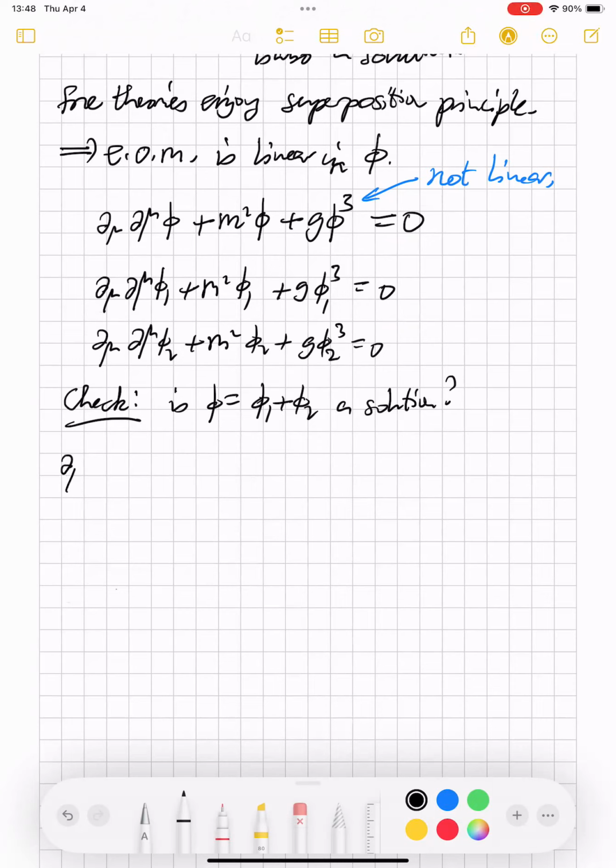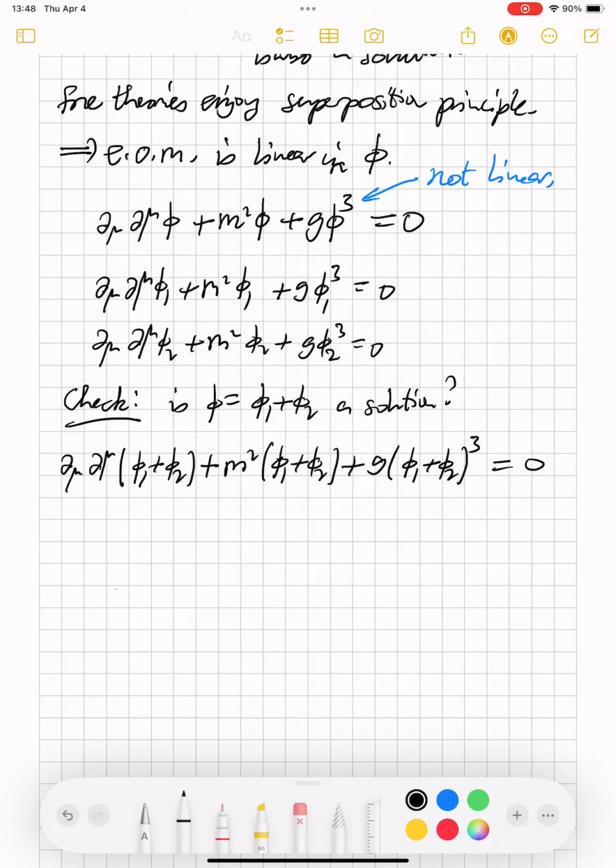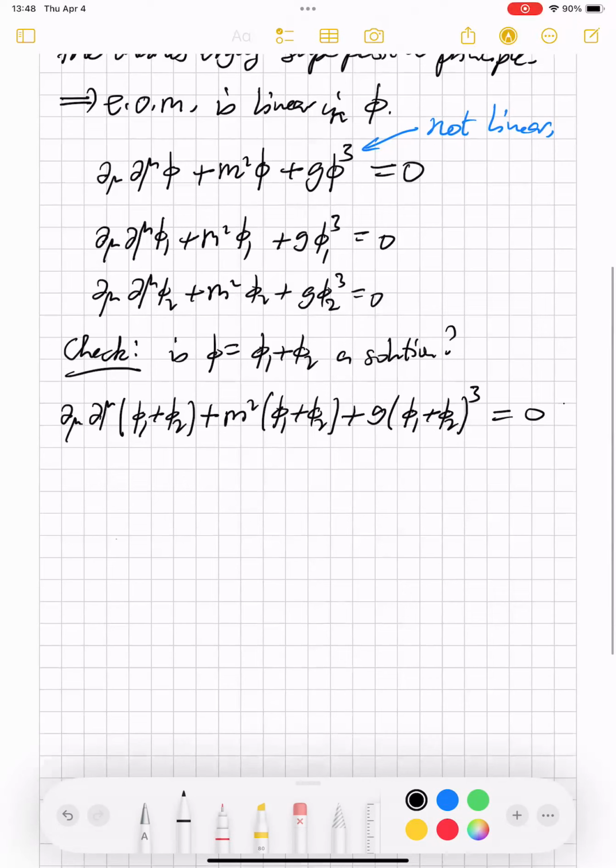So we've got d mu. Instead of phi, we write phi 1 plus phi 2. Then we've got plus m squared. Instead of phi, we write phi 1 plus phi 2. And then we've got plus g, and instead of phi, we write phi 1 plus phi 2 cubed is equal to 0. And that's what we want to check. Is it 0? We don't know if it's 0 or not.